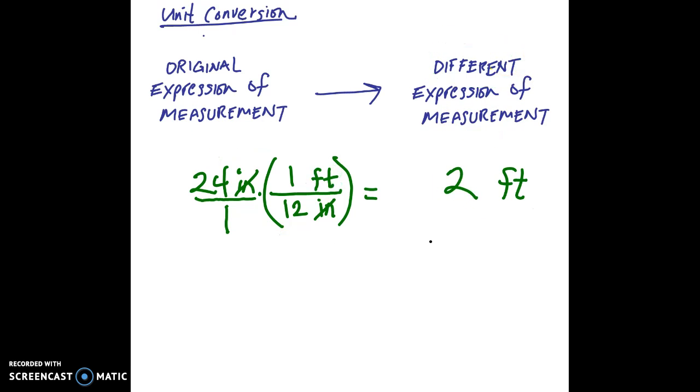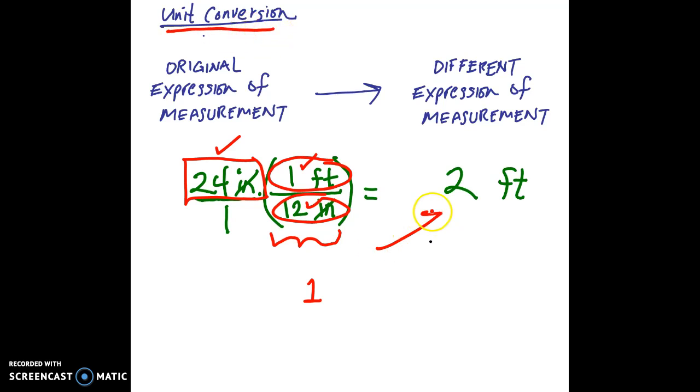A little further explanation. This was my starting value, and I'm multiplying it by something that, in terms of length, is equal to 1, because 1 foot and 12 inches is the same length. And so you should know that when you have a ratio where the thing on the top is equal to the thing on the bottom, the value of that ratio is 1. So in terms of length, I'm just taking a length measurement, 24 inches, and multiplying it by 1 in terms of length. So I'm not changing the length. I'm being clever here so that the units will change. We are converting the units only to get the 2 feet.